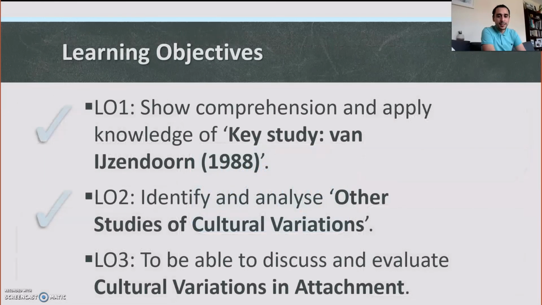Right, that was a quick lesson. Learning objective 3, to be able to discuss and evaluate cultural variations in attachment. Yes, we done it.